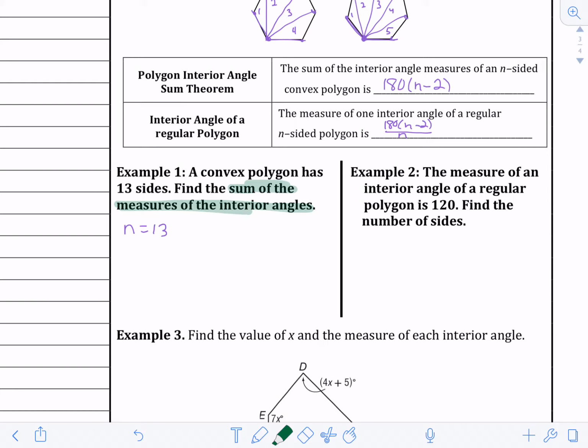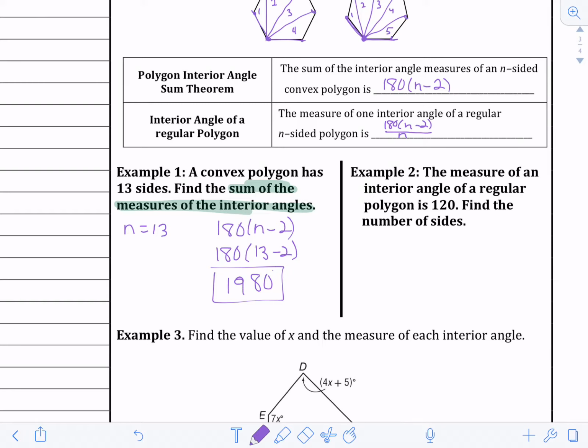So when you have this sum of the measures of the interior, my formula is going to be 180(n minus 2). So I'm going to plug that in, 180(13 minus 2). And what we end up getting is 1,980 degrees.